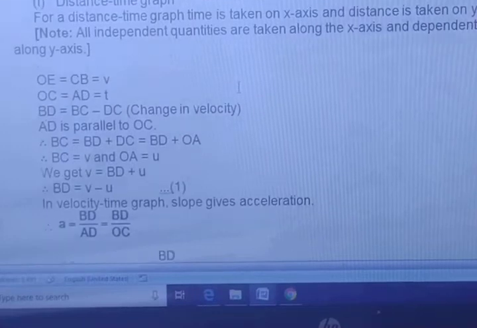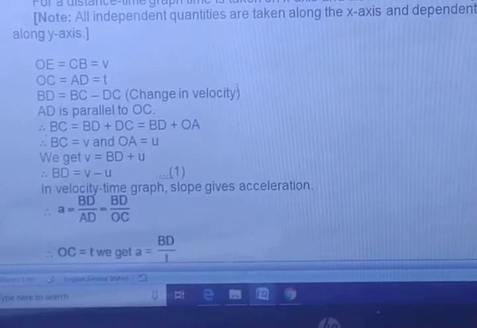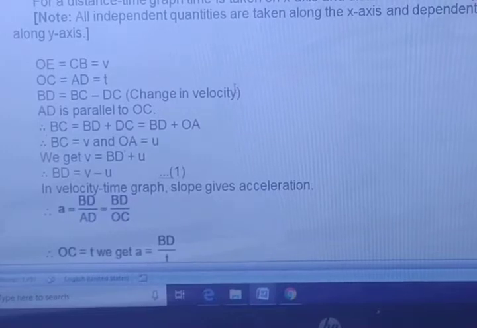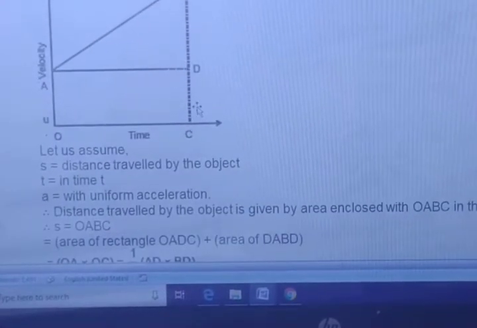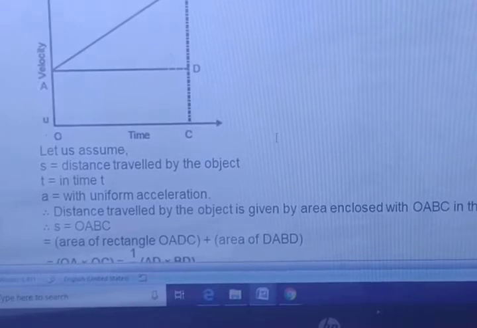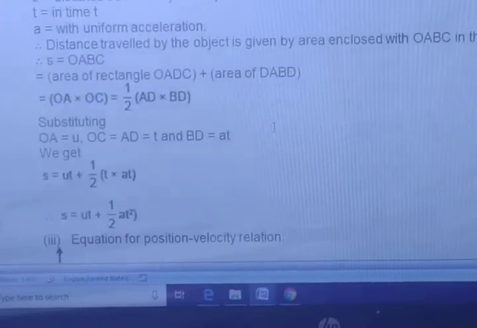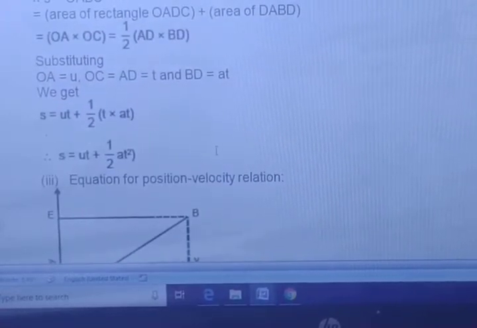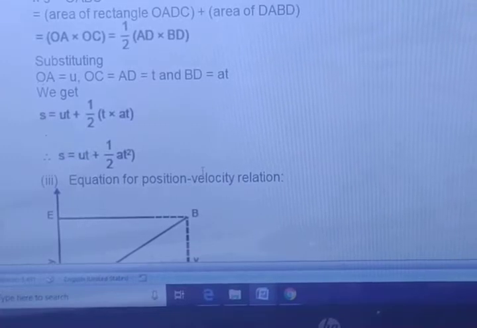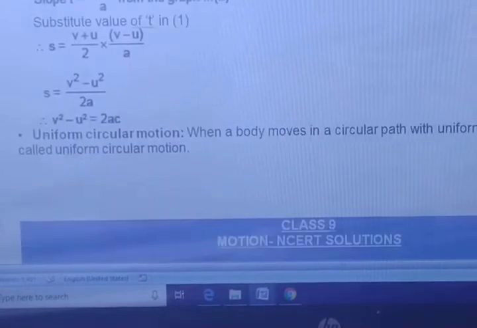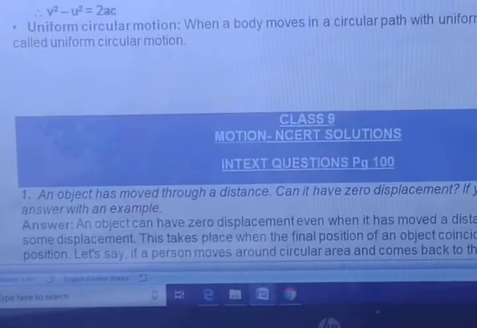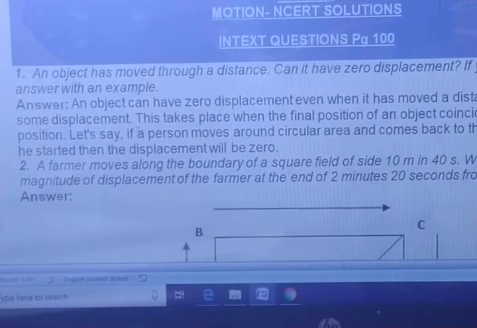Here I have prepared some notes for you. You can read these notes by pausing the video, and write down all these equations. In the previous video also I described how the first equation of motion comes: v minus u = at, or (v minus u) by t = a. After that, s = ut + half at square, and finally v square minus u square = 2as. Okay, so now after getting all this, we are moving towards the NCERT solutions.